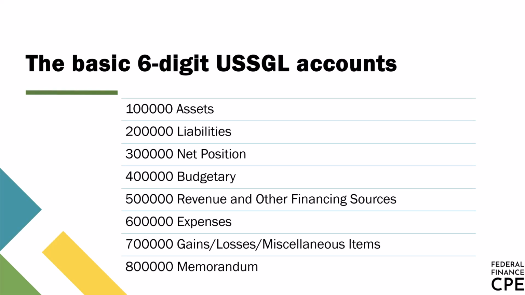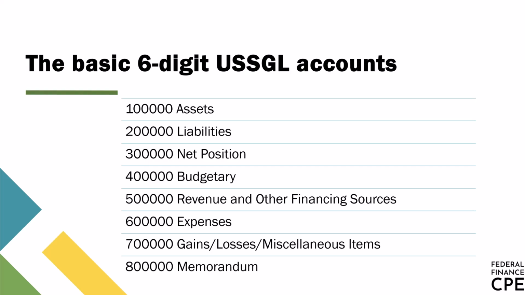The basic 6-digit USSGL chart of accounts has these main sections. The first section, or 100,000, is assets. The 200,000s are liabilities. The 300,000s are your net position, which, if you think of commercial accounting, is like equity. The next section is 400,000, which is budgetary accounts. A little fun fact on budgetary accounts is they balance all within the 4,000 series.